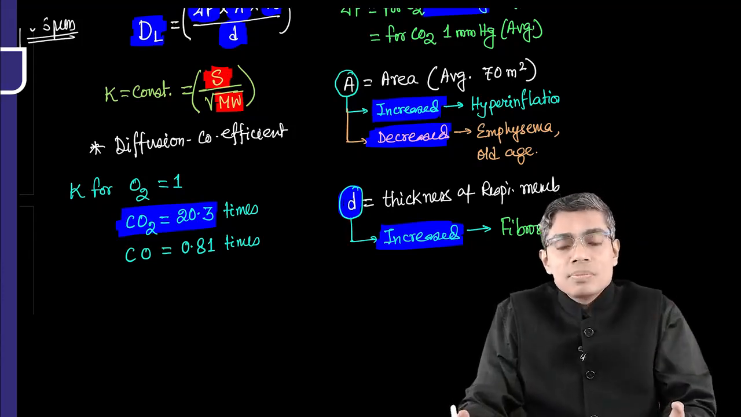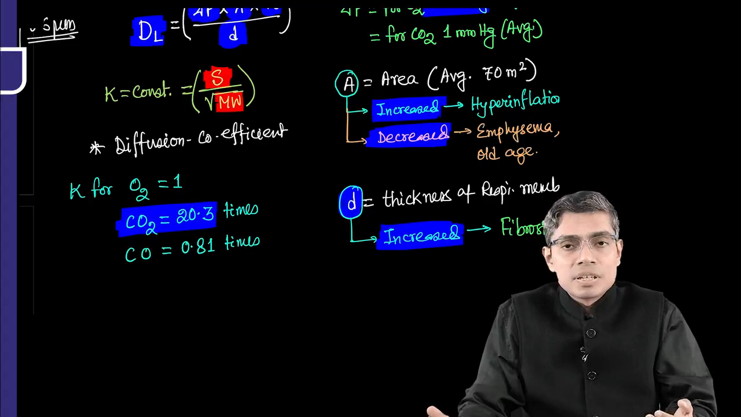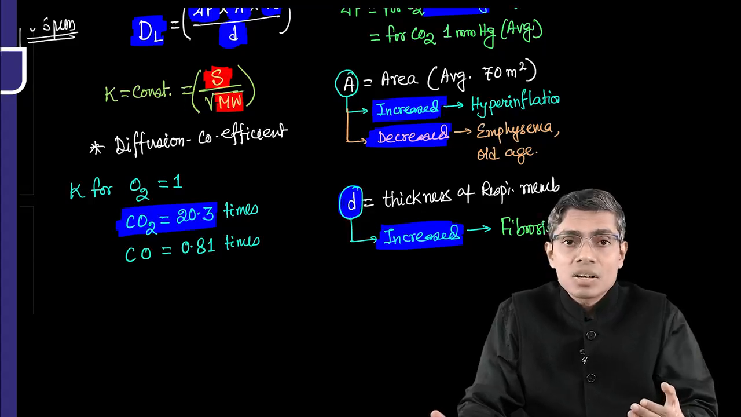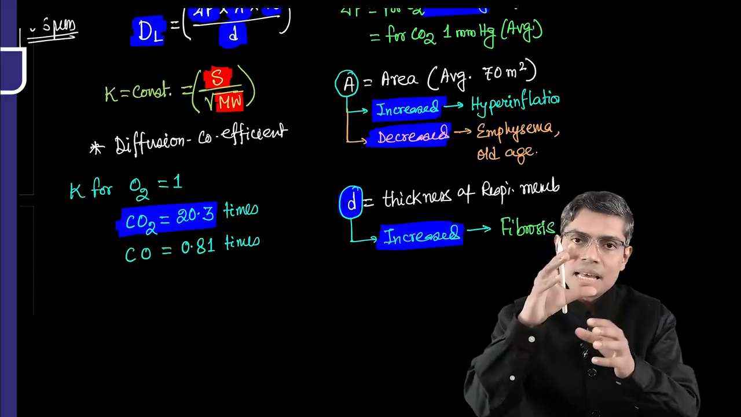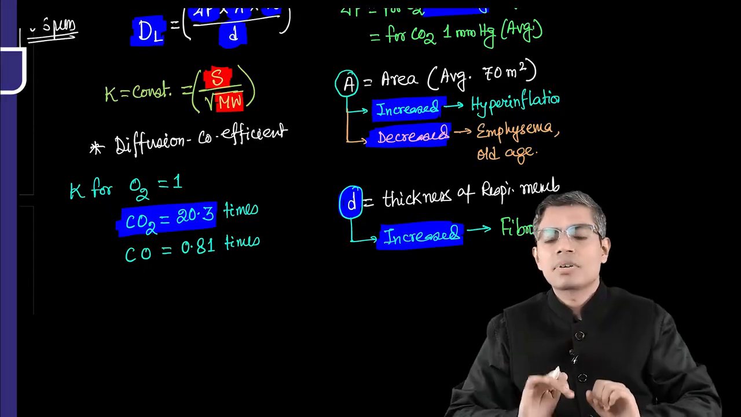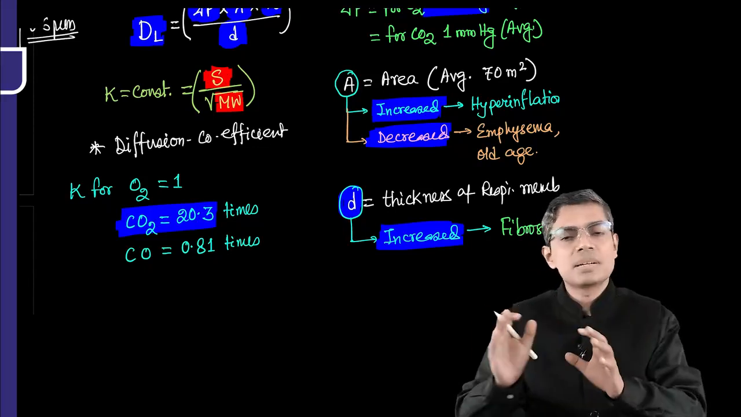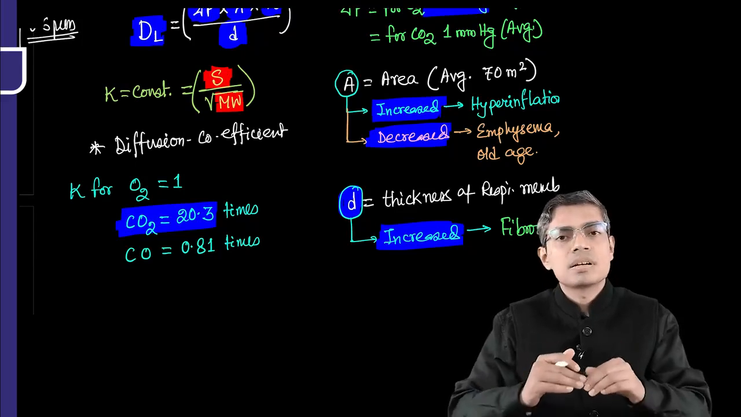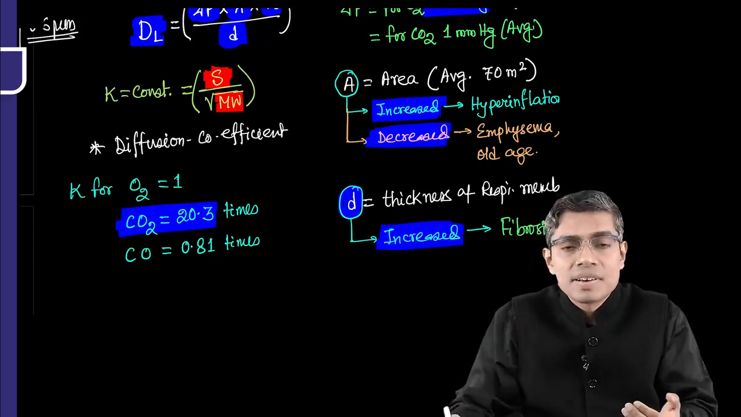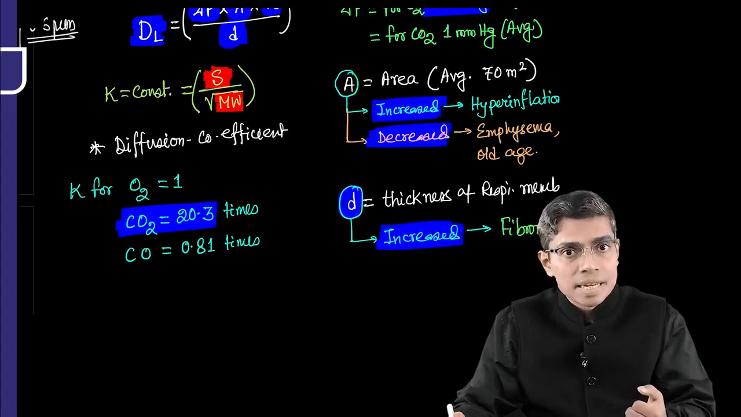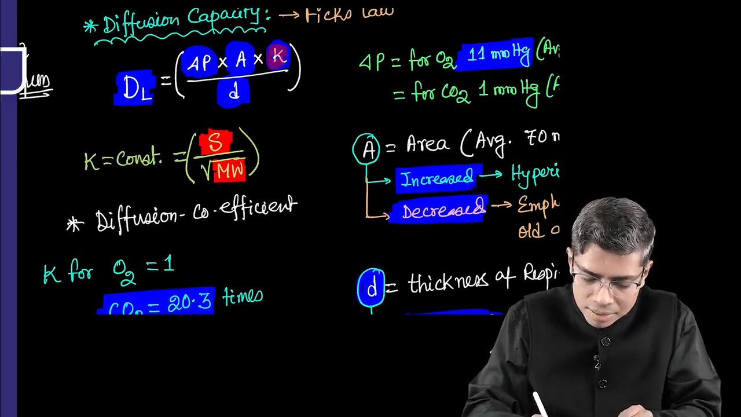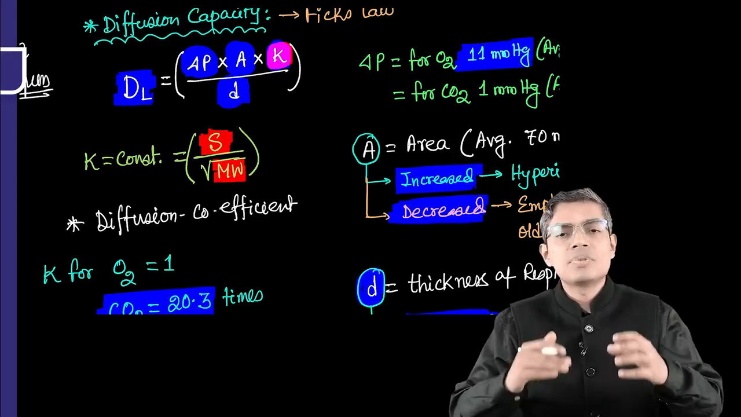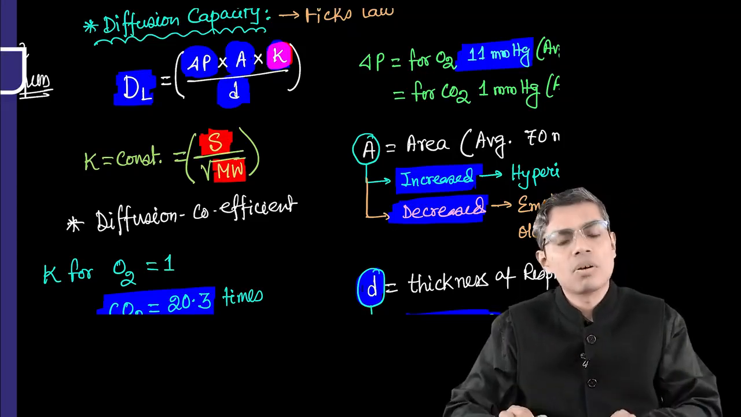Which gas will diffuse faster at the level of the respiratory membrane? Carbon dioxide. How much faster? 20 times faster than oxygen. So if I maintain the same partial pressure difference between alveoli and capillary for oxygen and for carbon dioxide, the carbon dioxide transport is 20 times faster than that of oxygen. That means if you keep all other parameters constant, this K is 20 times more for carbon dioxide than oxygen.